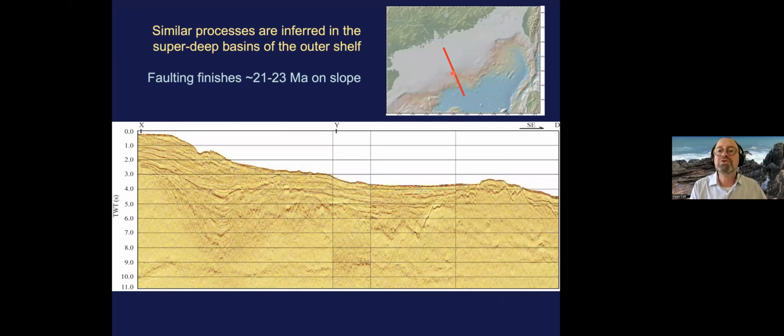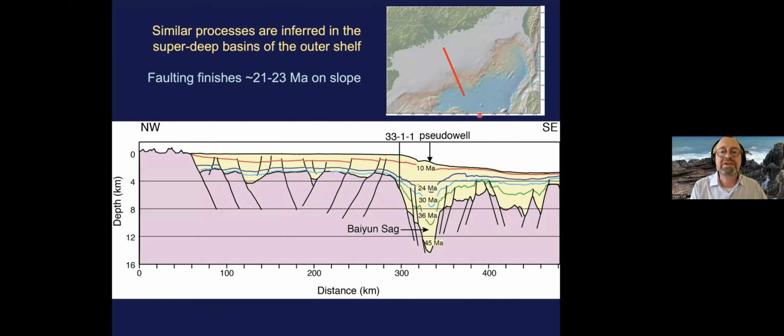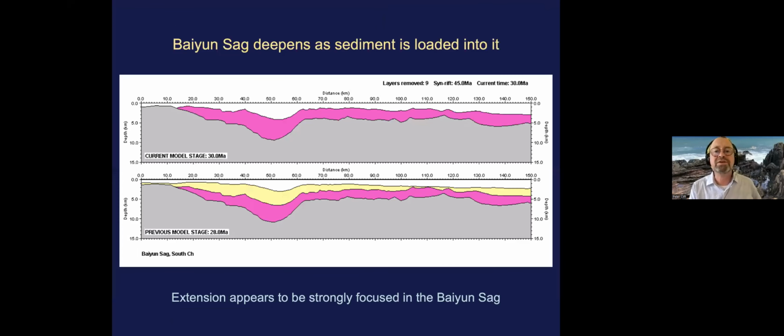So looking offshore southern China here, there is a very deep basin called the Baiyun Sag. It's extremely deep, about 14 kilometers deep. And we wondered, well, how did it get to be so deep and what caused it to do that? It is interesting to note that we know that the faulting here stops about 20 to 23 million years ago.